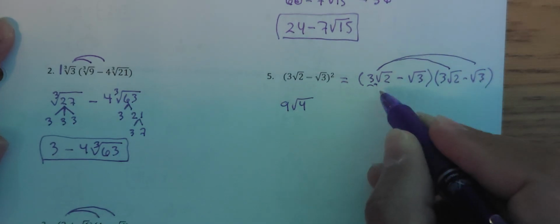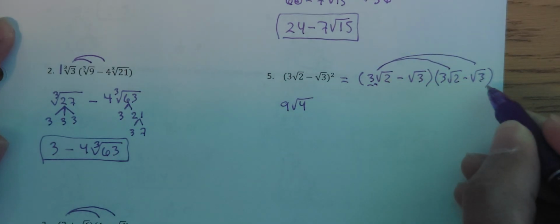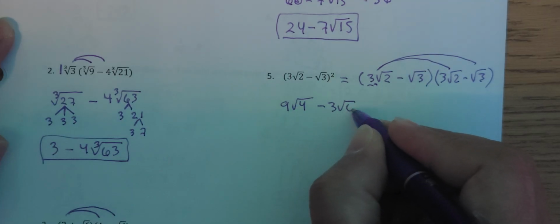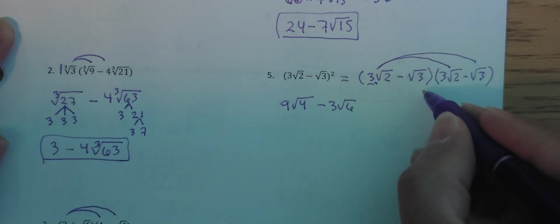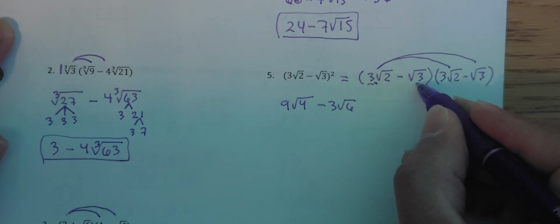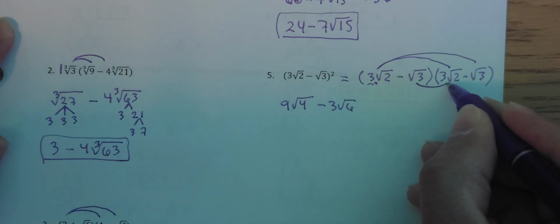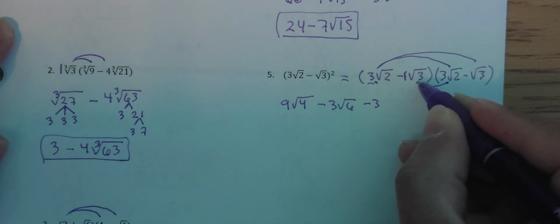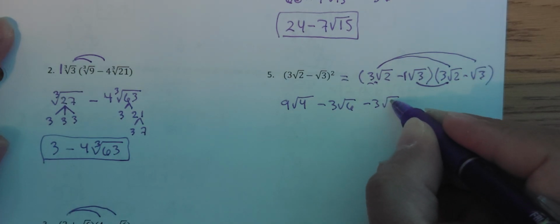And this one times this one, 3 times square root of 2 times square root of 3. So that's minus 3 square root of 6, because 2 times 3 is 6, right? Then the inner, negative square root of 3 times 3 square root of 3, that's implied to be negative 1, so that becomes negative 3. And let's see, 3 times 2 is 6, so square root of 6.